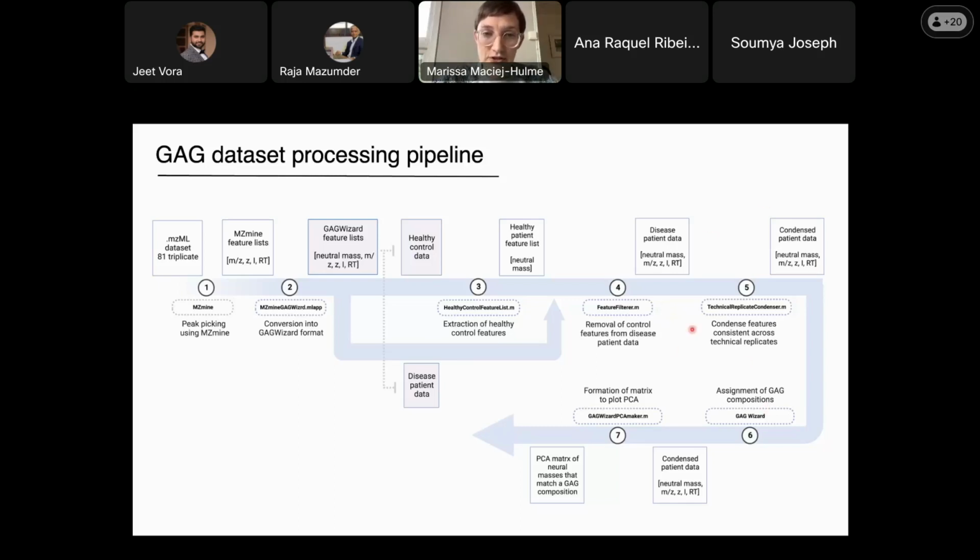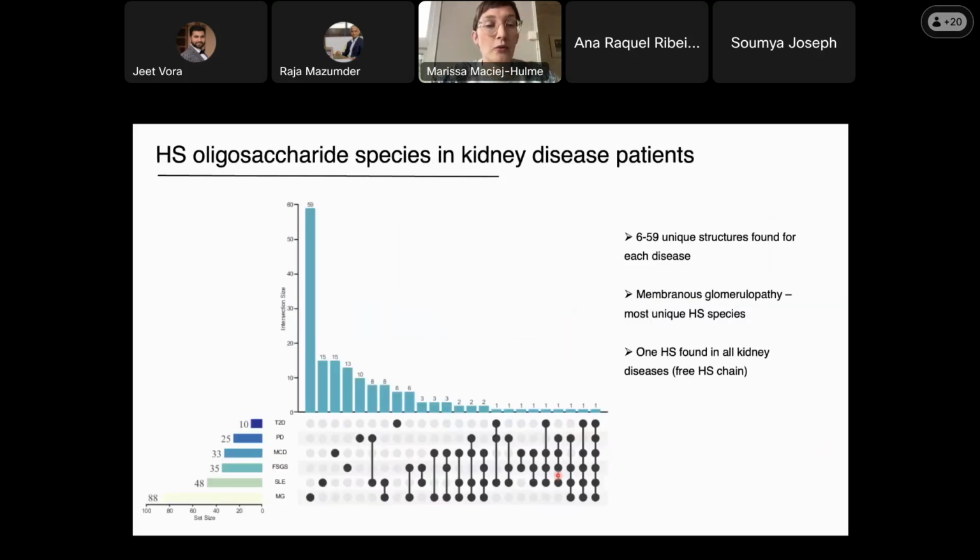So once we condensed these features together, we ran the neutral masses through the GAGwizard software to assign GAG compositions, and then using the data extracted from this, including the neutral mass, the m/z, and the retention time, we formed a matrix to allow us to look at the data by PCA. We also looked at the data by an UpSet plot, which allows us to look at the individual groups for unique species, and also look at crosses between the groups for different HS oligosaccharides. So what's shared between the groups.